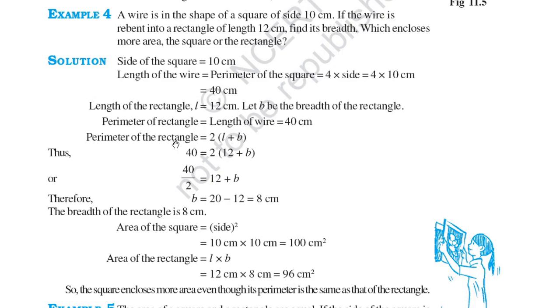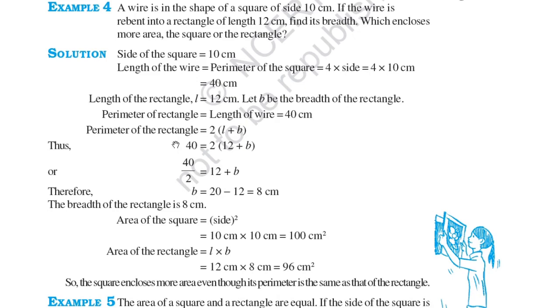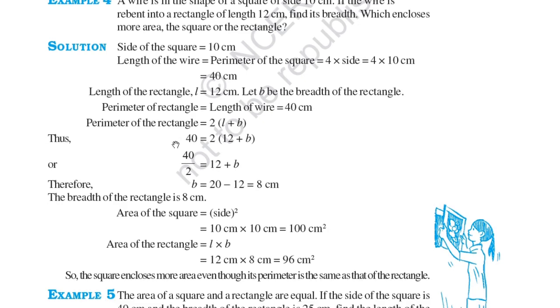Length of the rectangle is 12 centimeter and breadth of the rectangle will be B. So the perimeter of the rectangle is the length of the wire, that is 40 centimeter. So perimeter of rectangle will become 2 into (L plus B). We don't have B, so what we will do? We will take 2 below 40. It will become 20. So 20 minus, we will take 12 here, so we will get 8 centimeters. So breadth becomes 8.